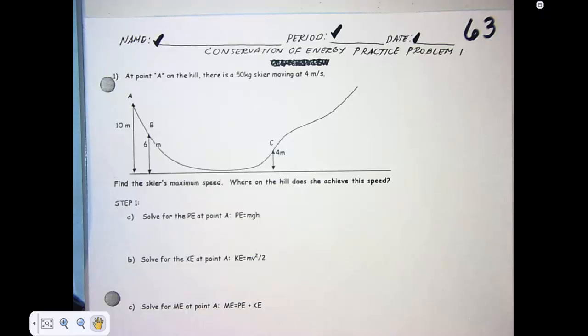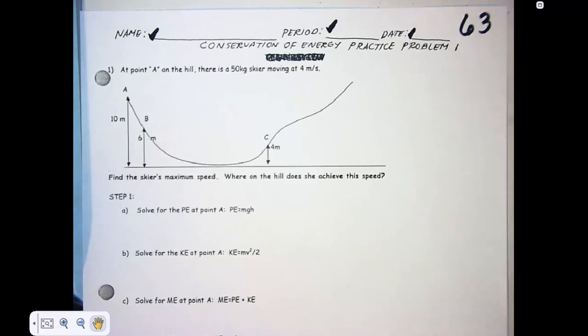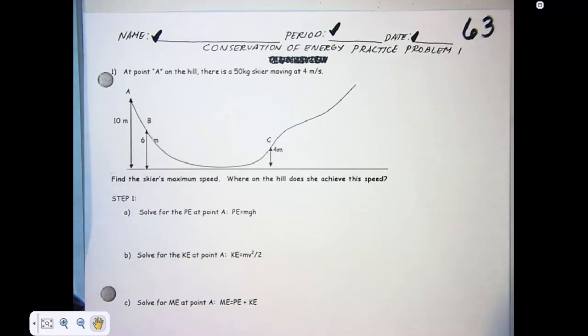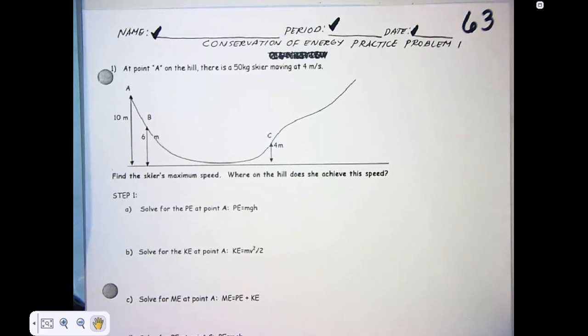This is our sample problem when we solve problems involving conservation of energy or the mechanical energy. For those of you who have already completed your roller coaster paper, you should be able to understand the process on how to solve.